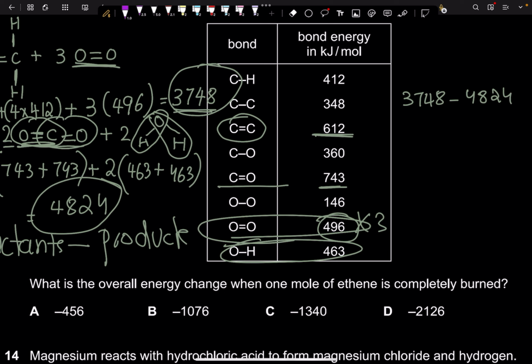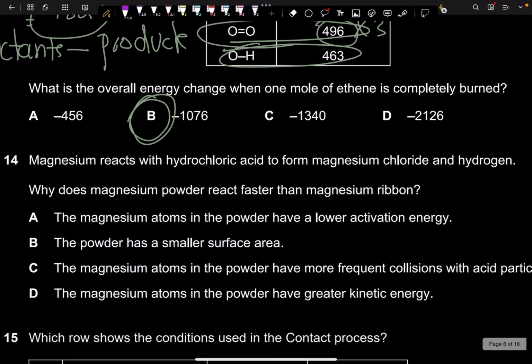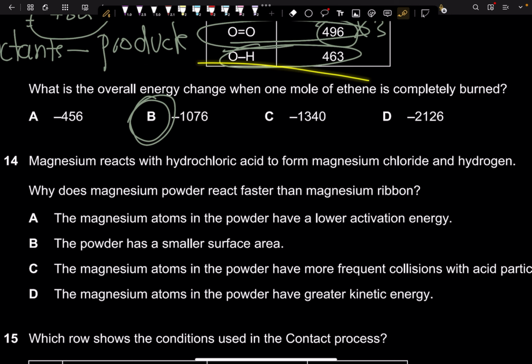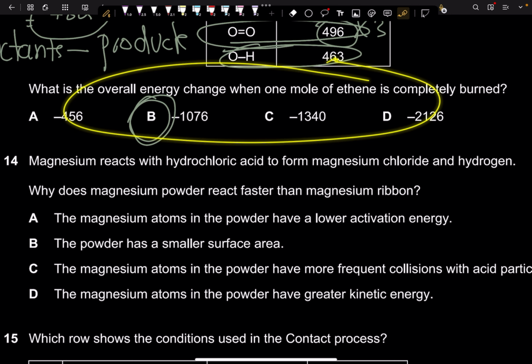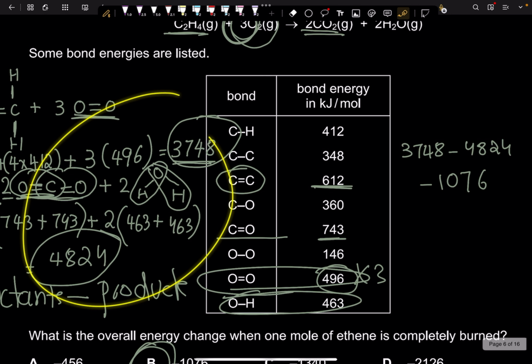3748 minus 4824, negative 1076. Option B. Okay, now we're going to move to the next part. Okay, this was a difficult one, ठीक है? तो you should learn this entire thing, ठीक है?